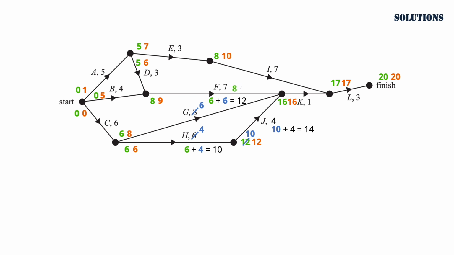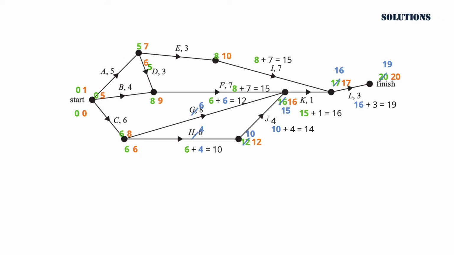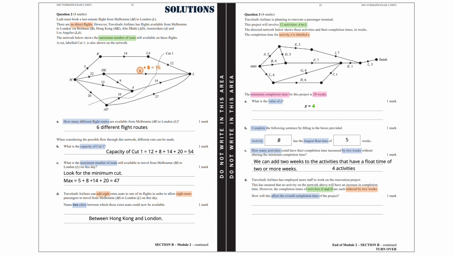So the earliest start time for activity K is going to be 15. 15 plus 1 equals 16 for activity K. From activity I, we know that 8 plus 7 equals 15. So we choose 16 as the earliest start time for activity L. 16 plus 3 equals 19, which means the finish time is going to be 19. So the completion time for the project is going to be reduced by 1 week.